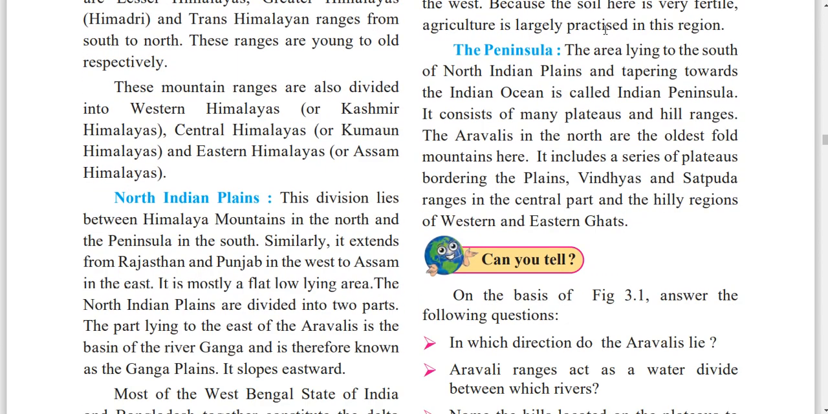The peninsula, the area lying to the south of North Indian plains and tapering towards the Indian Ocean, is called Indian Peninsula. It consists of many plateaus and hill ranges. The Aravallis in the north are the oldest fold mountains here. It includes a series of plateaus broadening the plains, Vindhyas and Satpura ranges in the central part and the hilly regions of western and eastern Ghats.